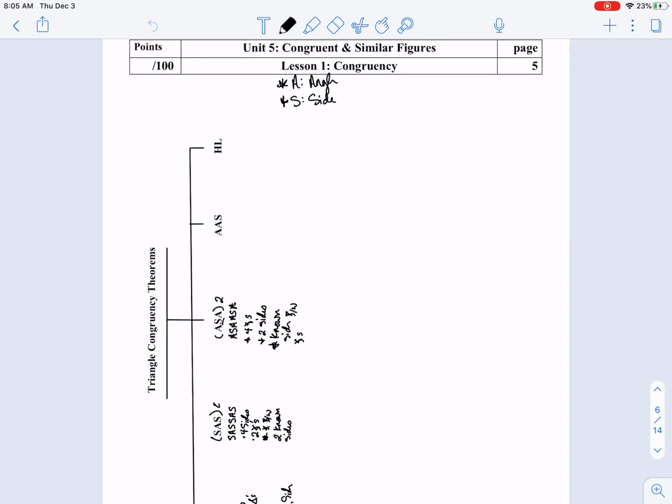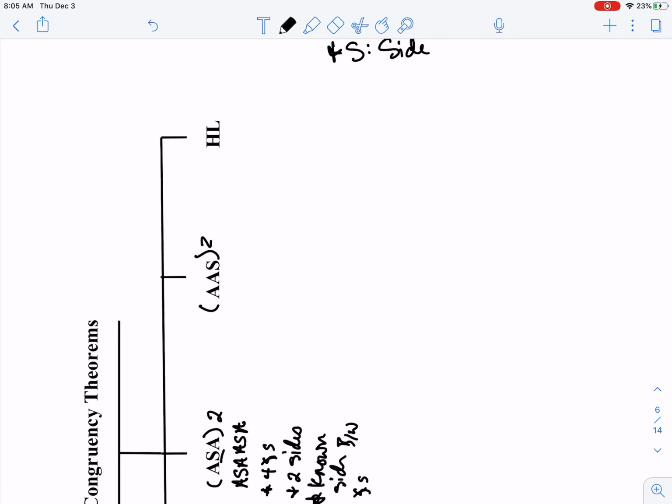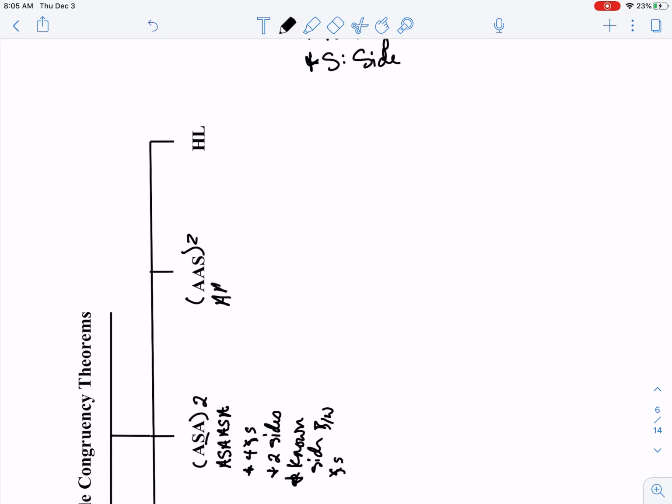All right, the last two theorems we're going to look at are AAS. Remember, multiply it by 2. Be AAS, AAS. We're still going to have 4 angles, 2 sides. And here, your known side has to be after 2 known angles.